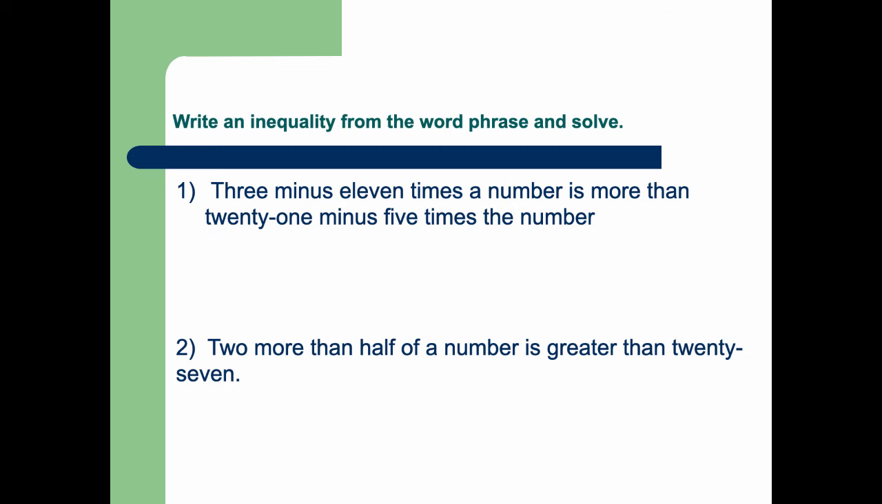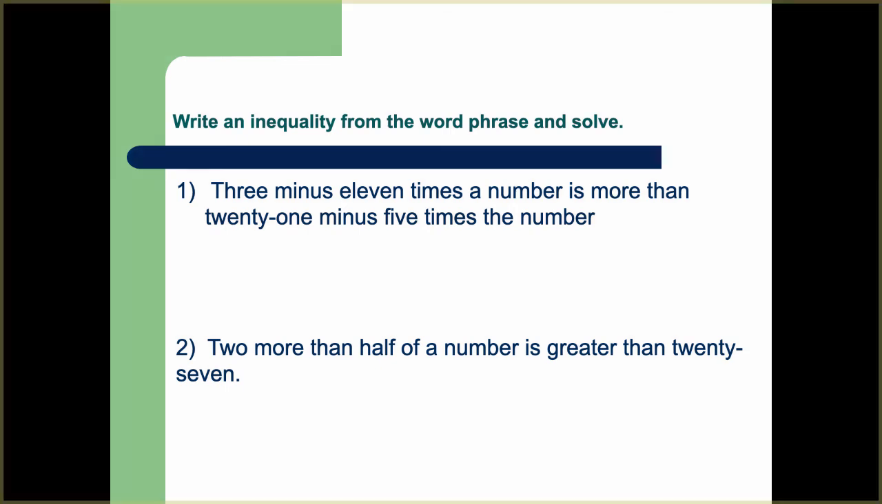Here we have write an inequality from the word phrase, and then solve. 3 minus 11 times the number is more than 21 minus 5 times the number. I'm going to use x as my number. So 3 minus 11 times the number is more than, that means it's greater than, 21 minus 5 times the number. So now we have 3 minus 11x is greater than 21 minus 5x.